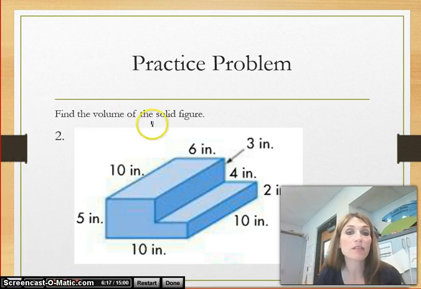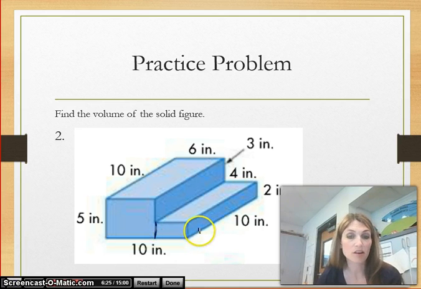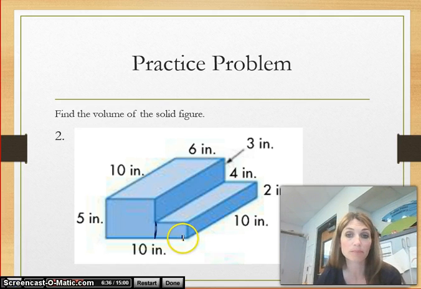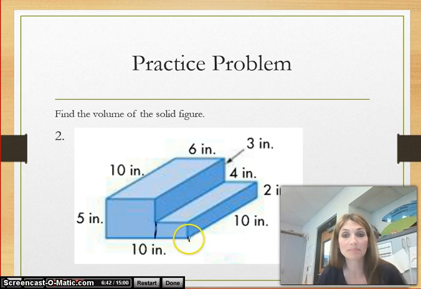Okay, so again we have to find the volume of this solid figure. There are different ways that we could break this apart into 2 prisms, but if I were you, I might look right here. This looks like the simplest way to go. All right, so on your own, I want you to try to find the volume of this solid and this one, and then you'll be adding them together just like we did in the previous practice problem. Go ahead and give it a try. Make sure you label correctly and press play whenever you're ready to check your answer with mine.